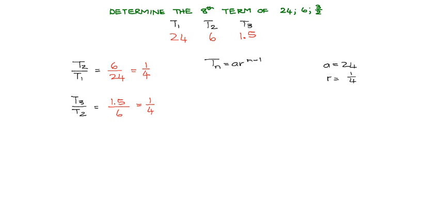There's no point in making your life harder if you don't need to. Okay, so let's check. Tn is now going to equal 24 open bracket 1 quarter, because remember we got A times R to the power of n minus 1. Okay, that is our general nth term, at least what we assume it is. Remember, we should always test, okay?